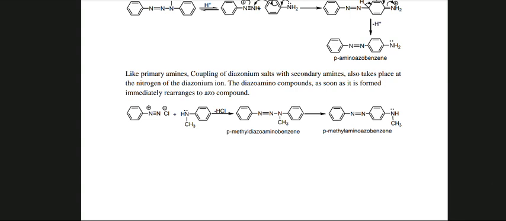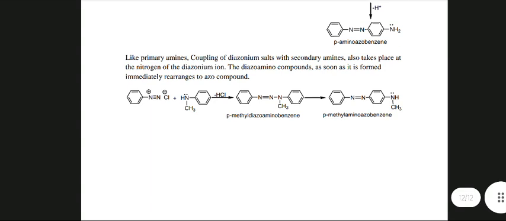Like primary anilines, coupling of diazonium salts with secondary amines also takes place at the nitrogen of the diazonium ion. The diazoamino compounds, as soon as they are formed, immediately rearrange to azo compounds.